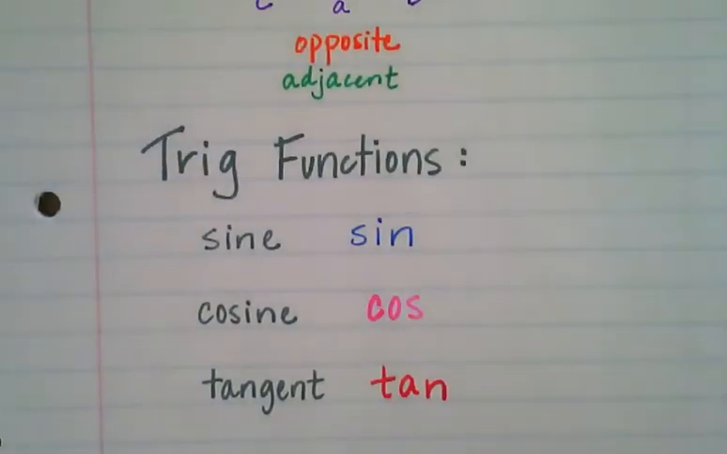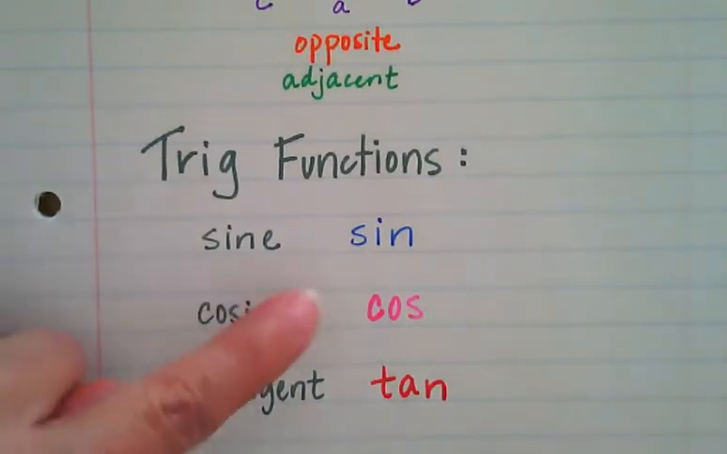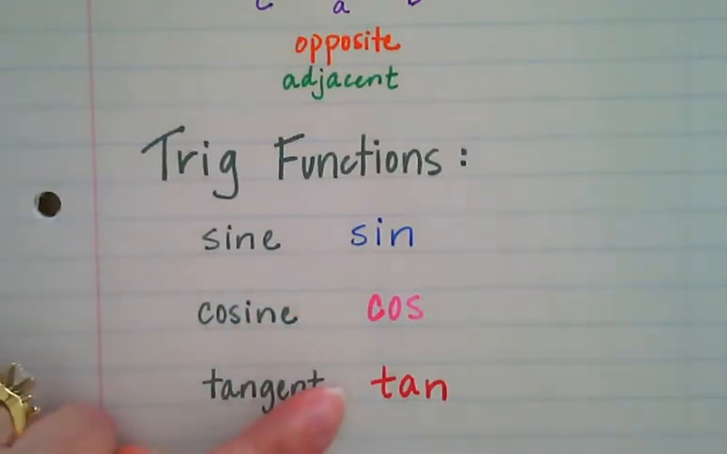Oh, there's Maisie again. Hi, Maisie. This is sine, this is cosine, and this is tangent. Hi, Maisie.